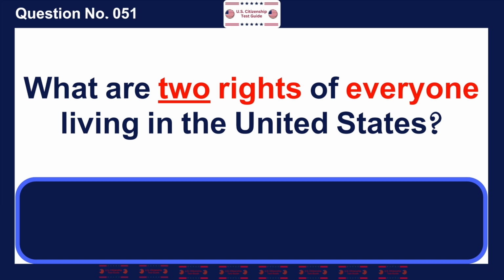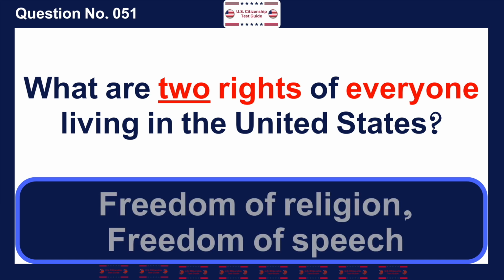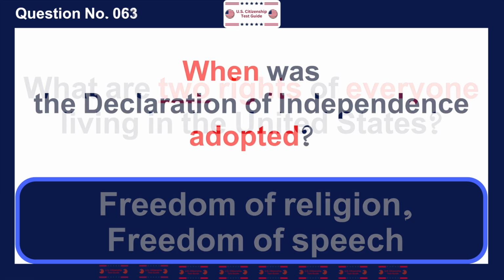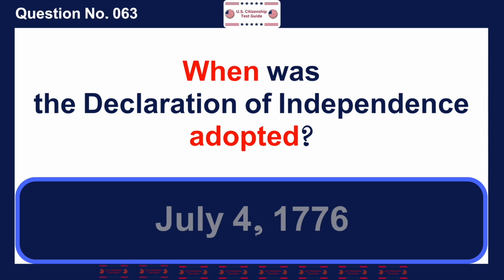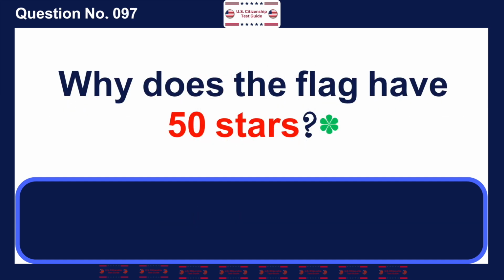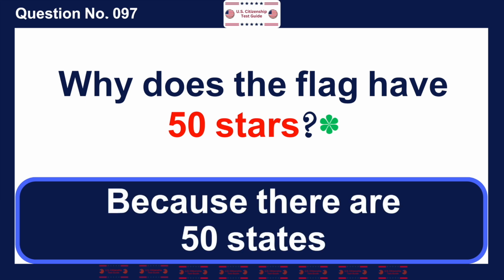What are two rights of everyone living in the United States? Freedom of speech. Freedom of religion. When was the Declaration of Independence adopted? July 4, 1776. Why does the flag have 50 stars? Because there are 50 states.